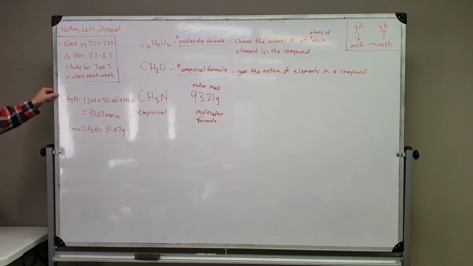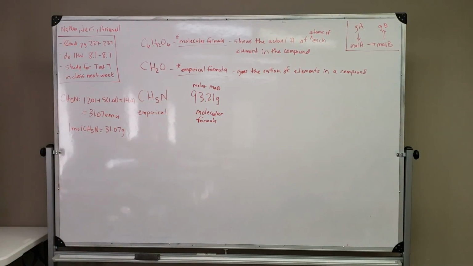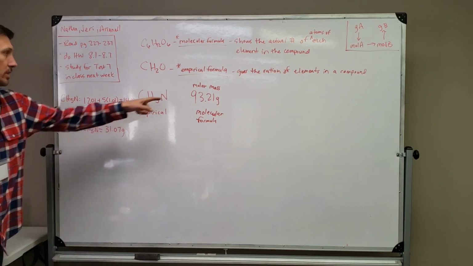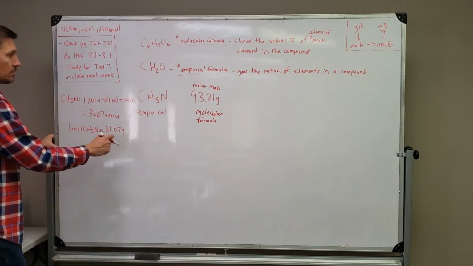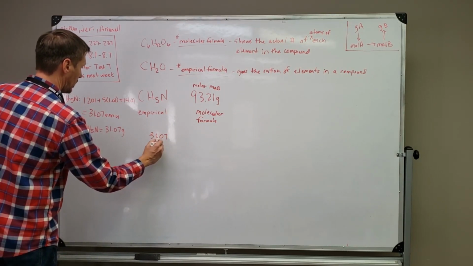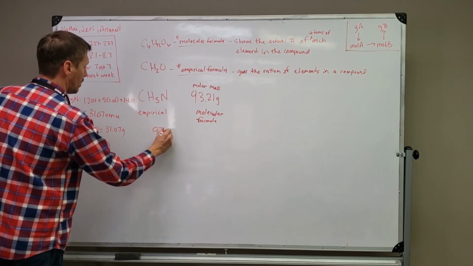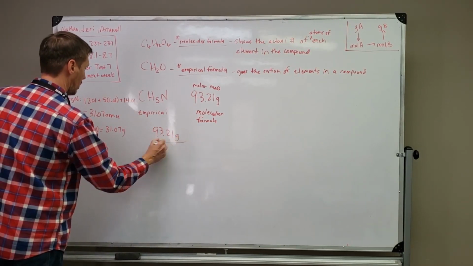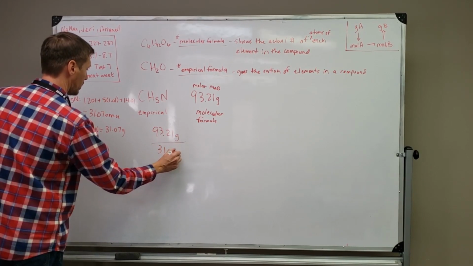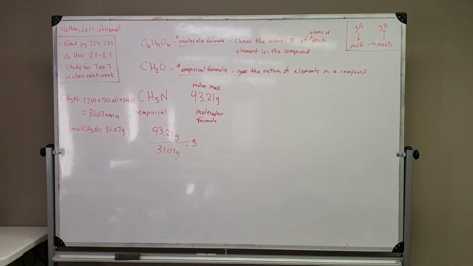Again, this is the empirical formula, which is simpler than the molecular formula in most cases, or in many cases. It is in this case anyway, because we see that it's not the same number. Since it's simpler, it's going to be smaller, right? So then we take the bigger number and divide it by the smaller, 31.07 grams, and that gives us a factor of 3.